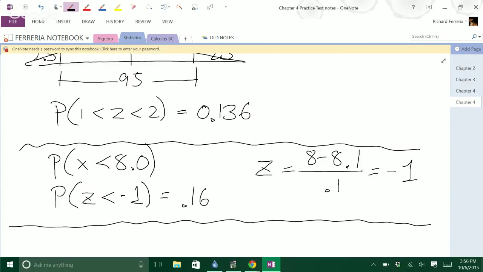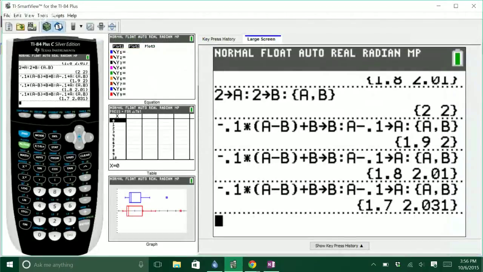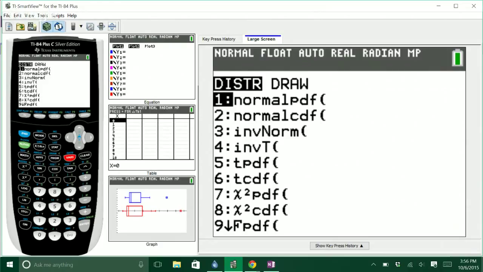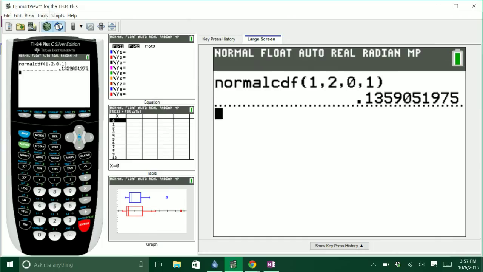How do you do it with the calculator? Okay. We're going to go to the distribution menu, which is second vars, and we want to use norm CDF. Then upper and lower, between 1 and 2, right? Yeah, 0.1359. Okay.